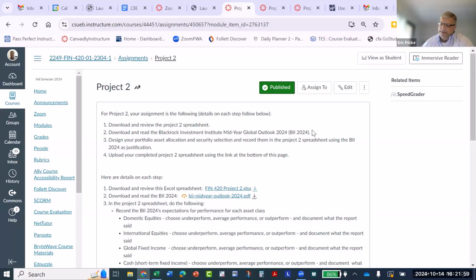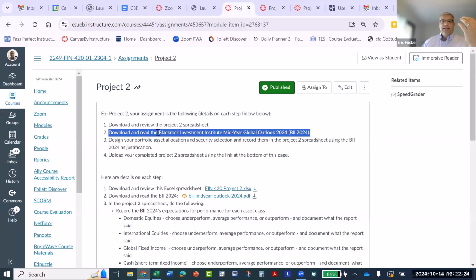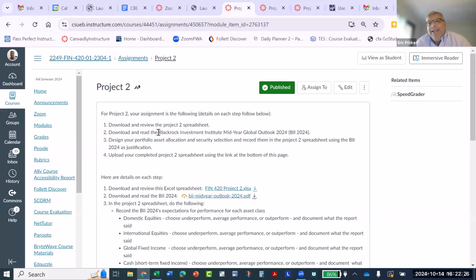So here are the 4 main things you have to do, and I'll give details below on each of those 4 things. Number 1 is you download and review the spreadsheet. The spreadsheet is what you have to fill out for the project. And then you're going to download and read this investment outlook report. It's published by, I think, the biggest money manager in the world, called BlackRock. In fact, they have offices in San Francisco, besides all other places around the world.